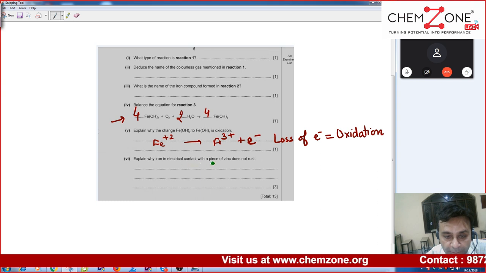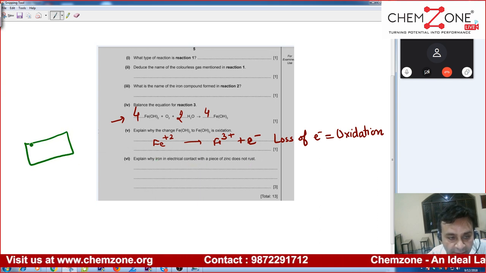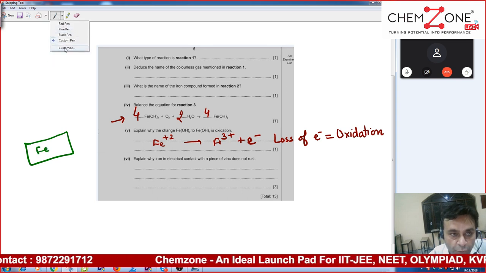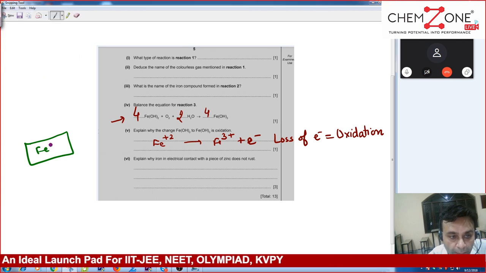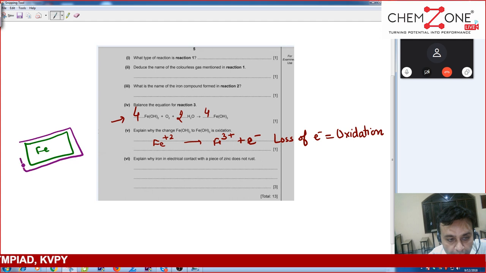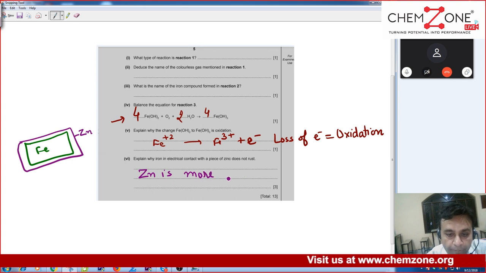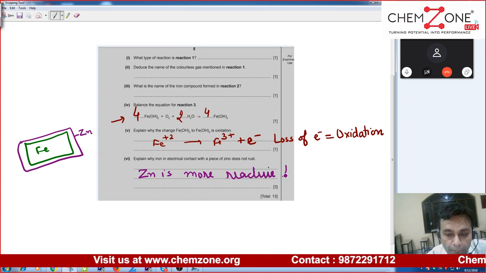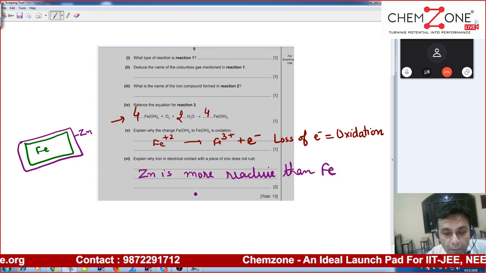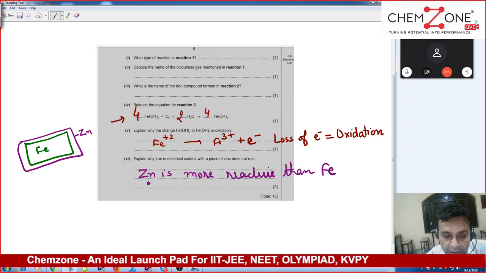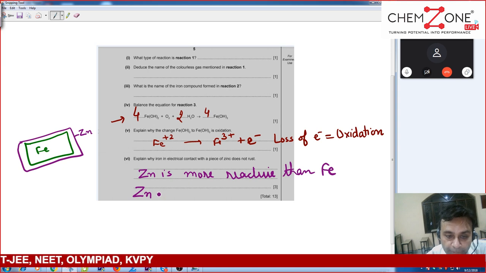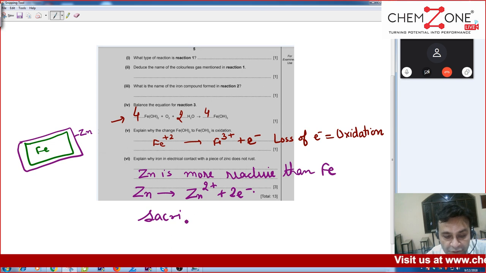Why does iron in electrical contact with a piece of zinc not rust? See, this is an iron here. If you coat it with zinc, then the iron will not rust because zinc is more reactive than iron. So instead of iron, zinc will be oxidized. And this is called sacrificial protection for the prevention of corrosion.